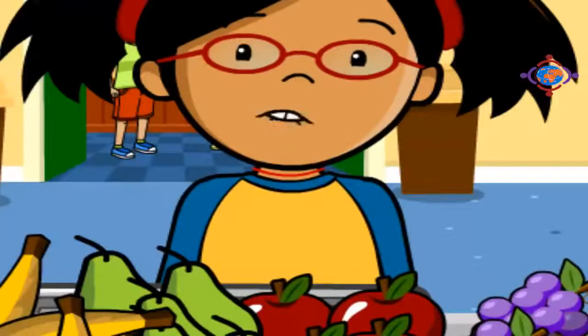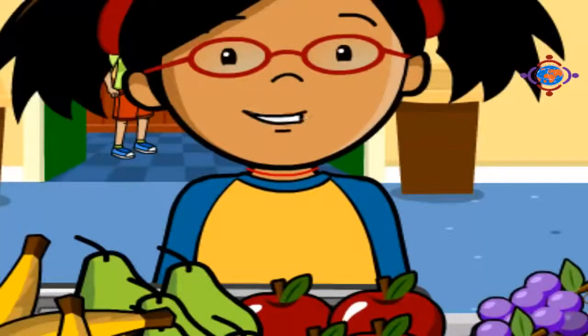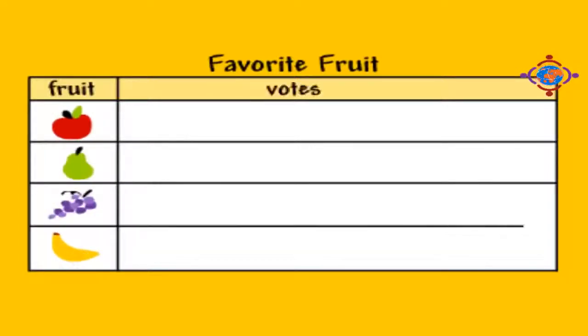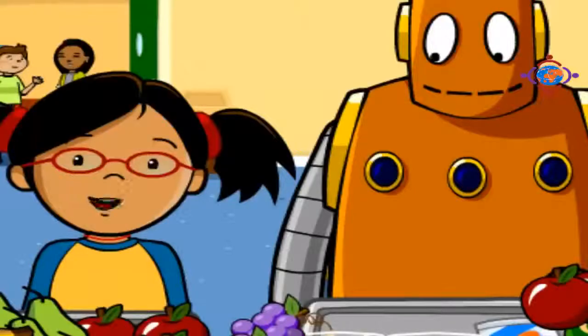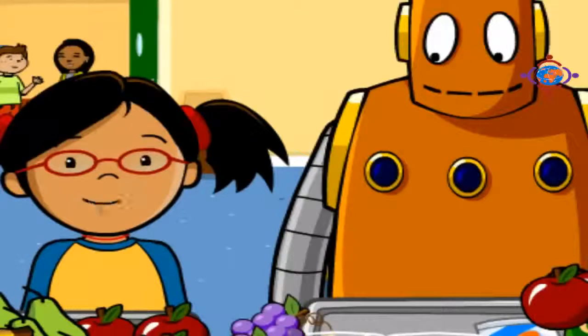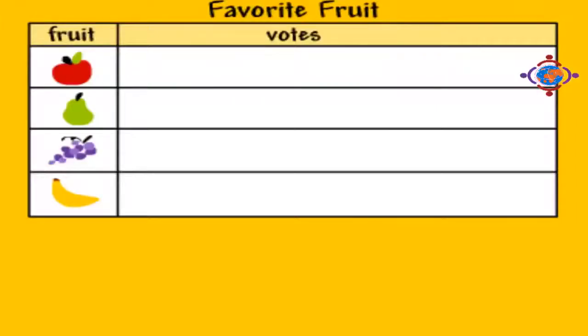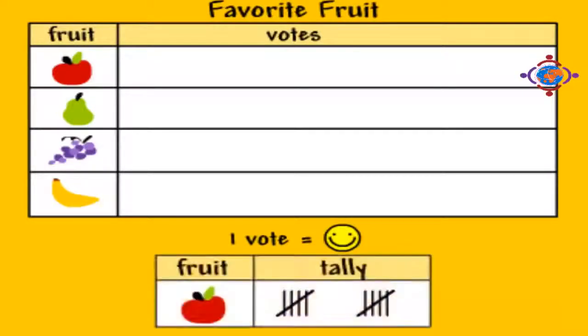You can use information from the tally chart to make a pictograph. First, draw a chart with 2 columns. Write the title and write the choices on the left. Then, create your key and pick a simple picture to stand for your votes. I'm going to use a smiley face. 1 smiley face will stand for 1 vote. Then, I fill in the pictograph.